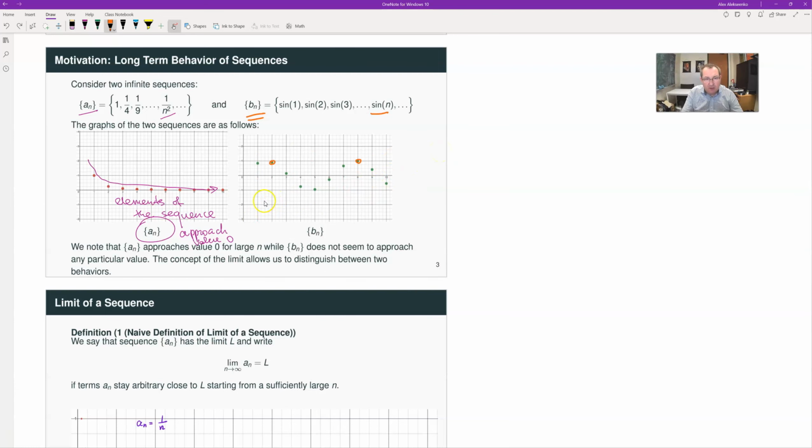So we notice that elements of sequence b_n do not approach any particular value as n increases. We would like to distinguish these two behaviors. On one hand, we have a sequence where, as the index increases, the elements start to approach the value 0. On the other hand, we have a sequence where, as the index increases, the values continue to vary and do not approach a particular number. The concept of limit allows us to distinguish the two behaviors.